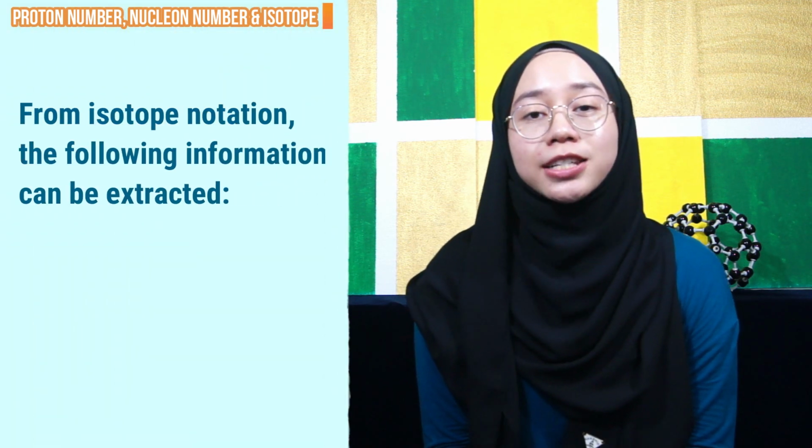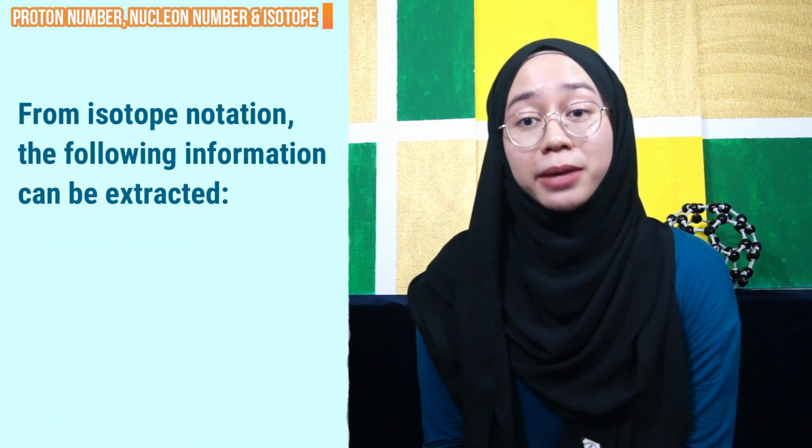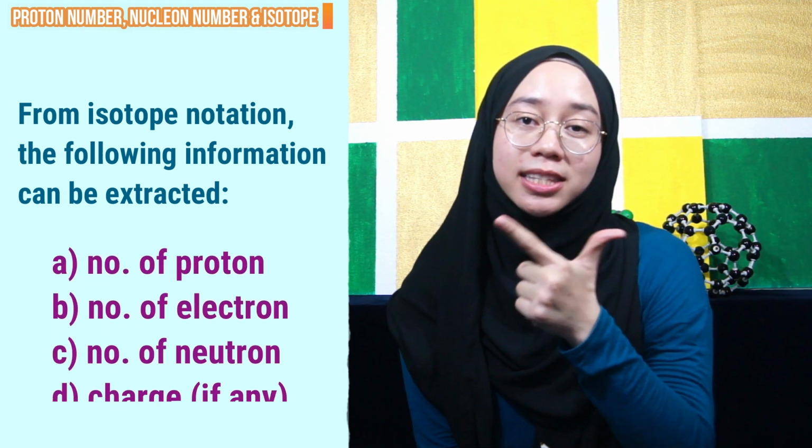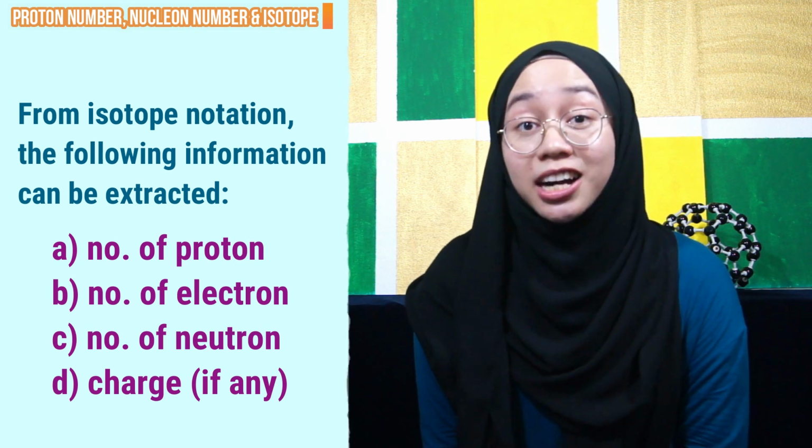In this video, we have described the subatomic particles in an atom and how they can be represented in isotope notation. From isotope notation, we can extract information such as the number of protons, number of electrons, number of neutrons, and charge, if any. We have also learned that atoms exist naturally as isotopes, where they have the same proton number but different nucleon number.